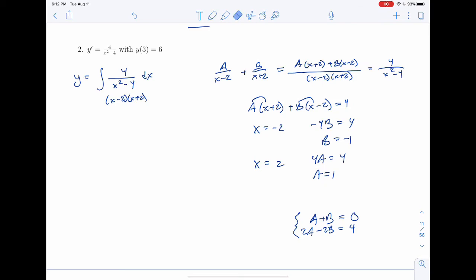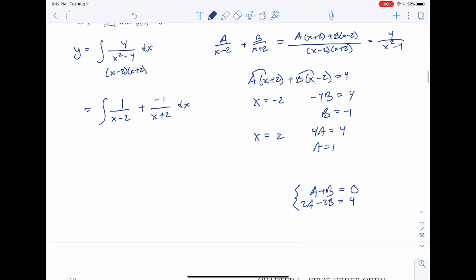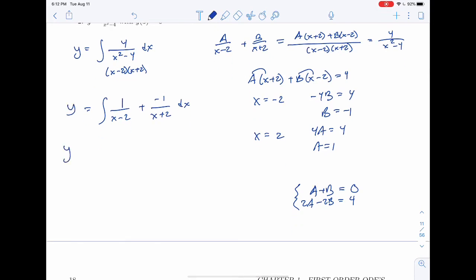So what I do is integrate. This is going to be 1 over (x minus 2) plus -1 over (x plus 2). And so this is an easy integral now. This is just ln|x minus 2| minus ln|x plus 2| plus c.